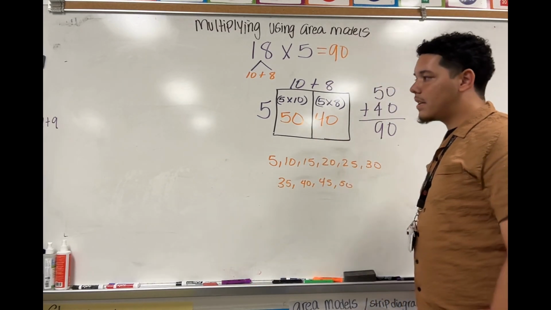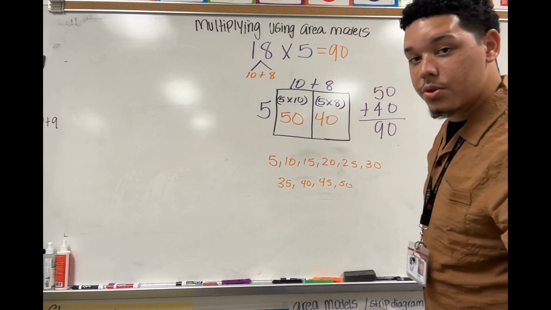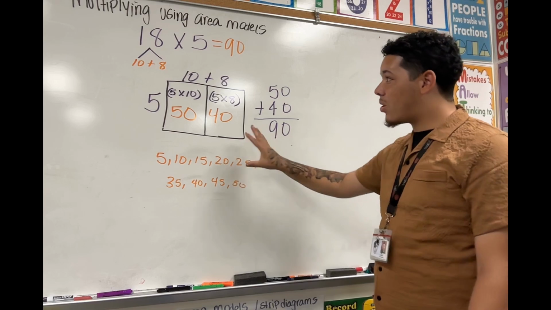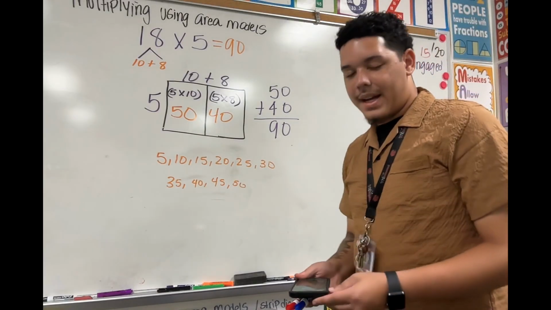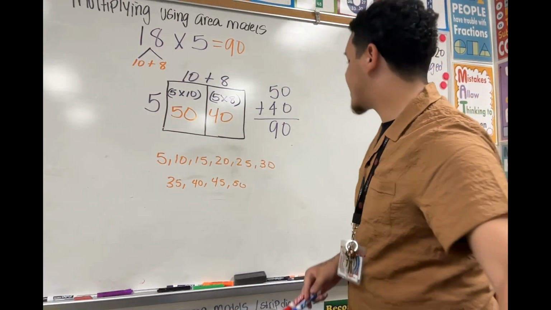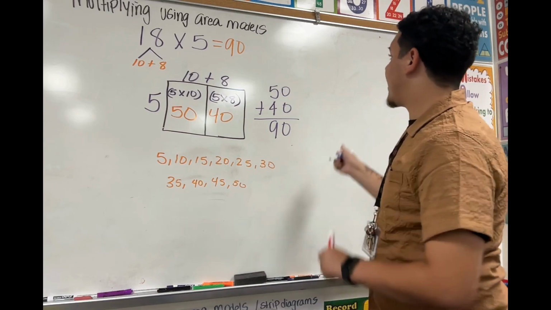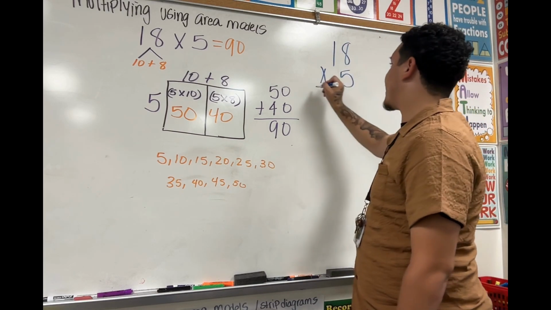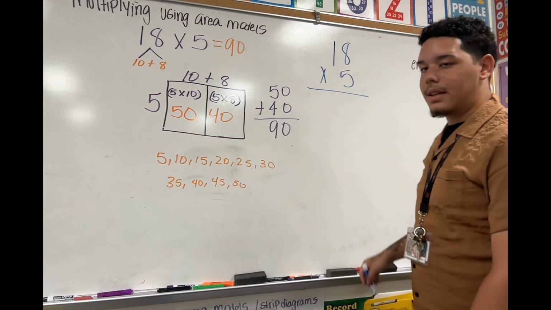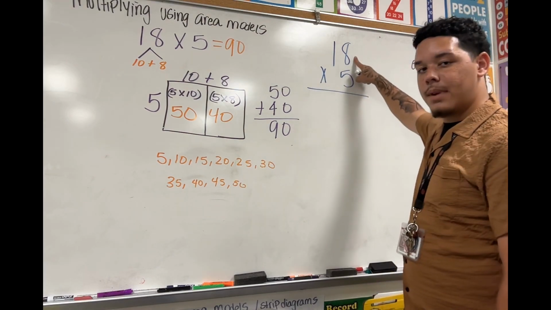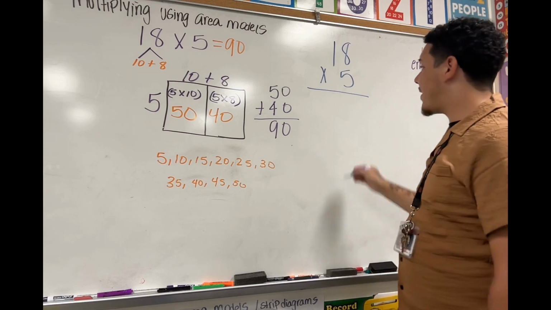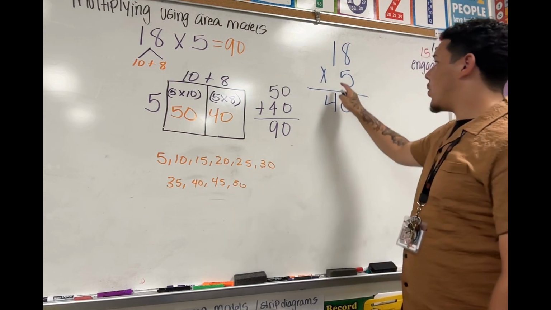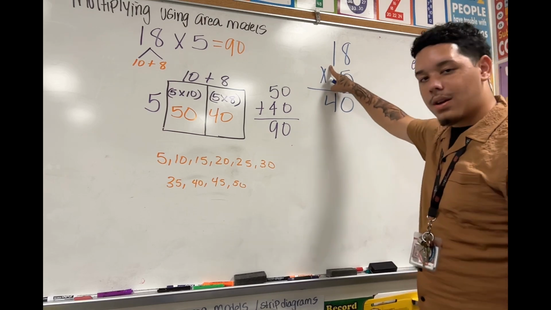All right, so another strategy that I like to go ahead and try to use is the standard algorithm. Maybe you're not really good at the whole area model aspect of it. All right, so let's go ahead and try to use that. So here we're going to have 18 times 5. All right. So let's take a look. We have 5 and we have 8. What is 5 times 8? 5 times 8 is 40. All right. What is 5 times, we would say 10.